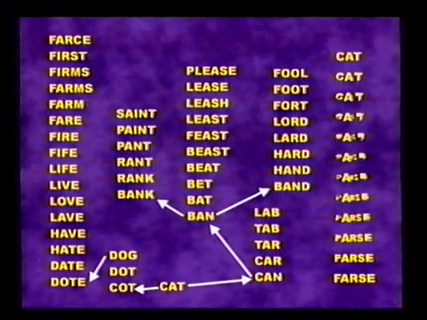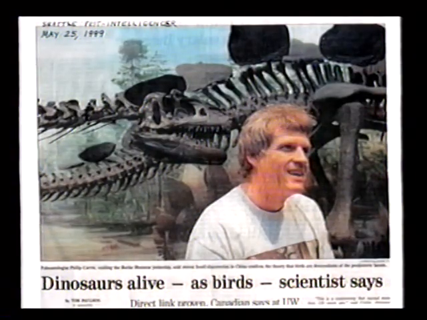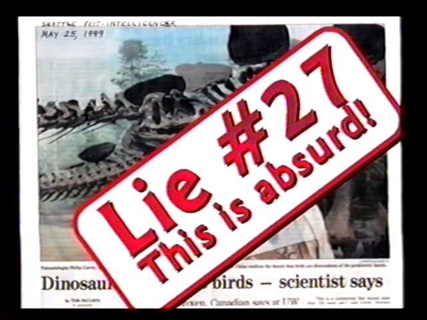Look, you can arrange words in order and turn a cat to a cot to a dot to a dog, changing one letter at a time. You play around for a while, you turn yourself into a fool. That's what's going to happen. Now they're telling the kids dinosaurs turned to birds. Look at this news article. Dinosaurs are alive as birds, scientist says. Oh, wow, that makes it official, doesn't it? That's absurd, and that is a lie. Dinosaurs did not turn to birds.